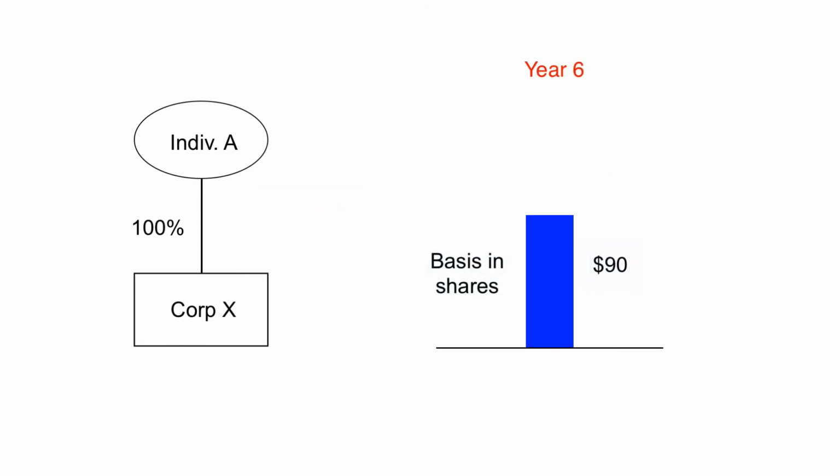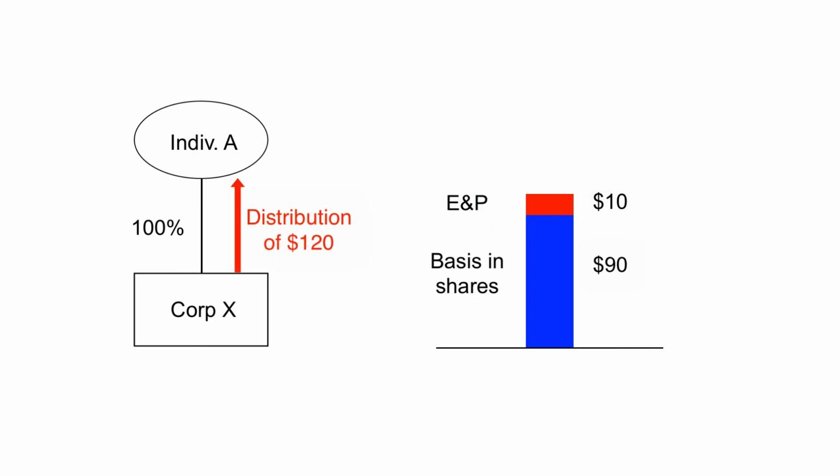Let's say in year 6, Corp X earns $10. This would push the earnings and profits up from 0 to $10. Let's also assume that Corp X makes a distribution of $120. It would be quite unusual for this size of a distribution to occur, but it could occur if the value of Corp X's assets had dramatically appreciated and Corp X had borrowed against those assets to make the distribution.